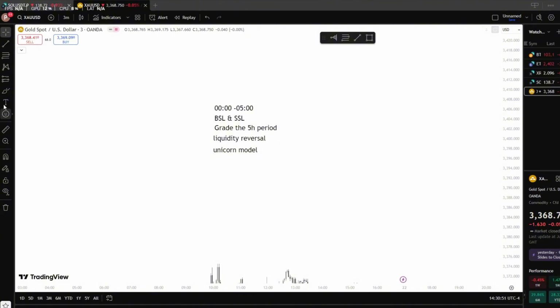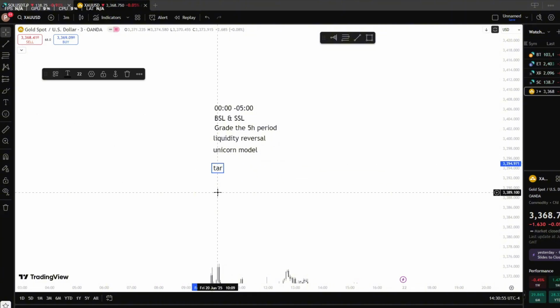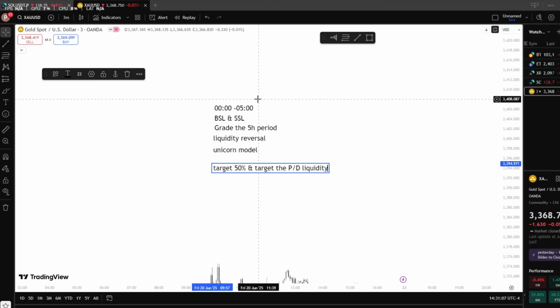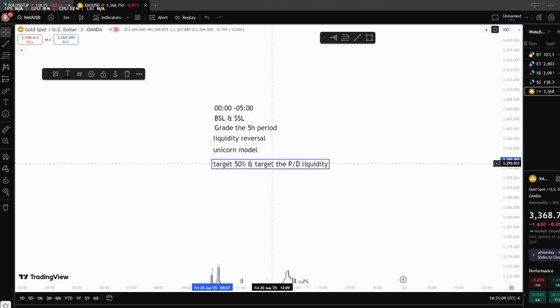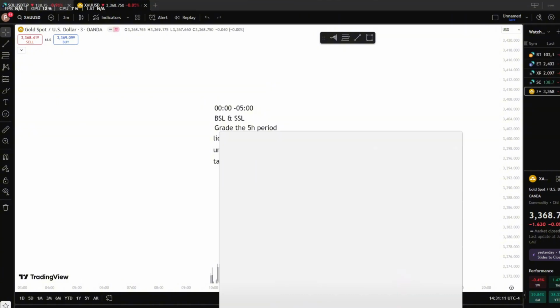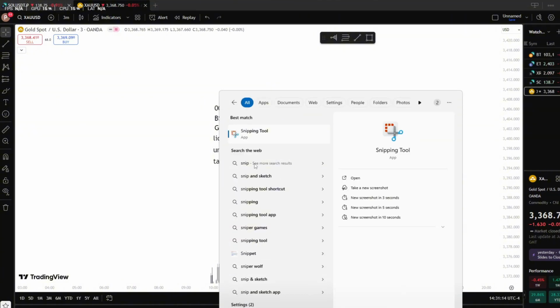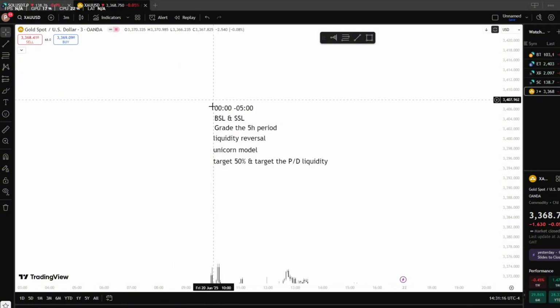And then you're targeting the 50% and the premium discount, so P/D liquidity. So it's basically on the other side of 50%. That's literally all it is. So what I'm going to do is snip that and use that to mark that down.